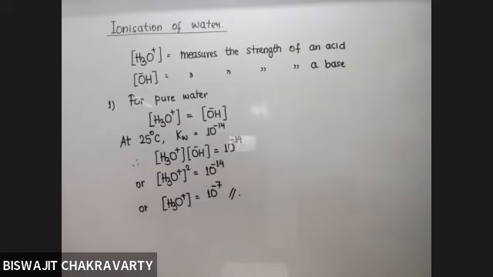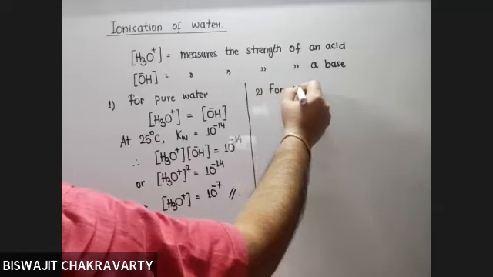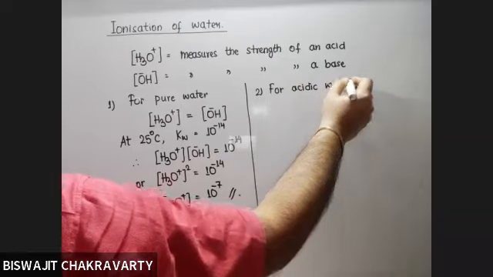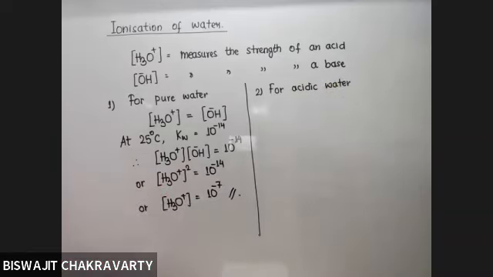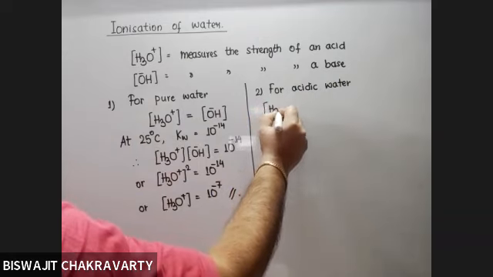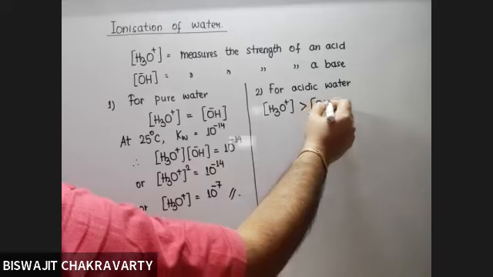Okay. But if water is acidic, for acidic water, suppose we add some acid from outside to water, then the two will not be equal. H3O plus will be greater than OH minus or not?